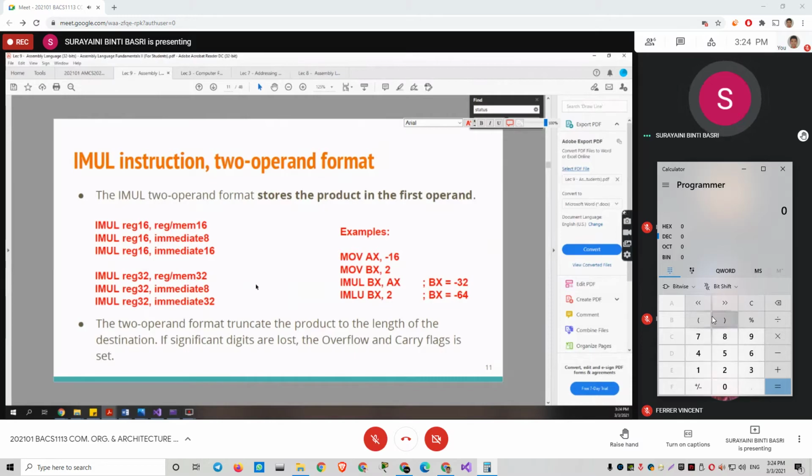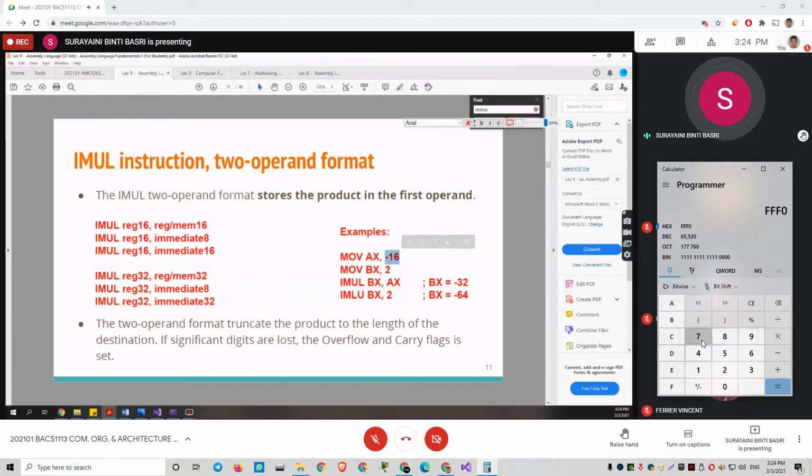Okay, so in two operand format, you will have two operands. This is its format on how we do IMUL multiplication. First, you can have in your first operand a 16-bit register, and then another operand is either a register or any value. This is the example. This is the 16-bit register, and then this is any value.